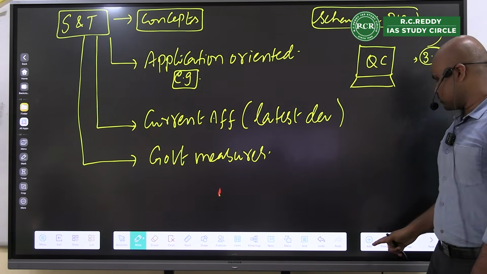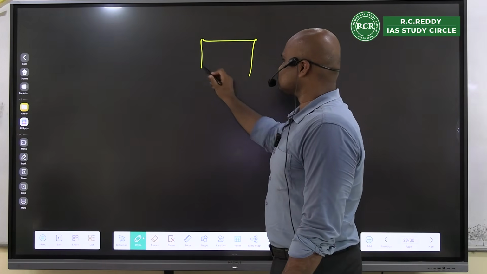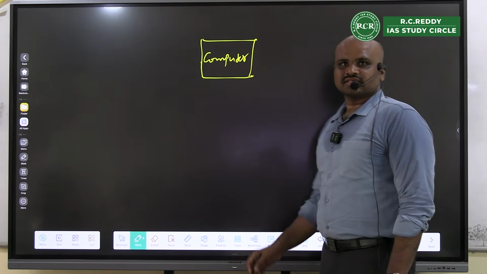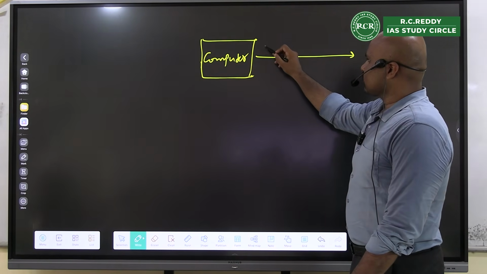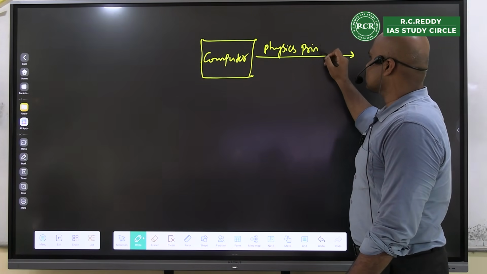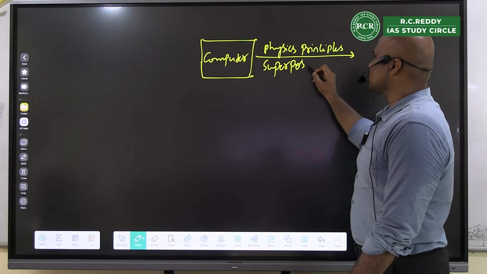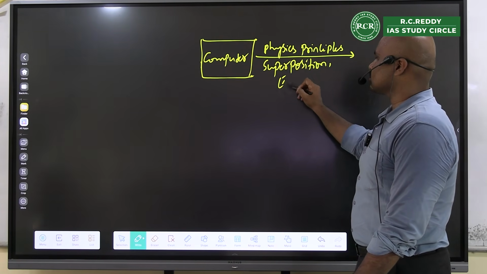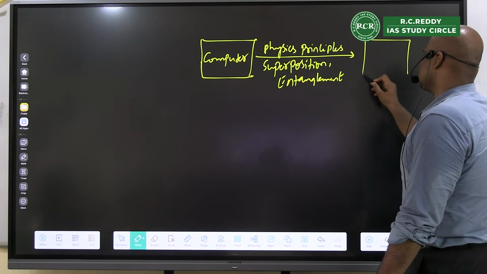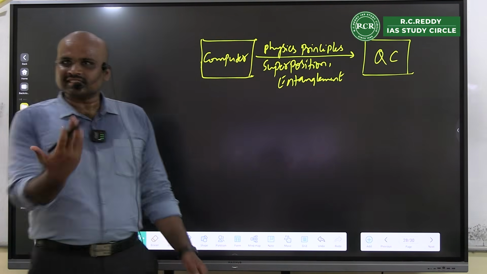Now for suppose what can I do? Now the same thing I can do something better. What will I say? I will simply say computer. Yes. Superposition and entanglement makes it what? Quantum computer. Ardhamainda? This is a schematic.